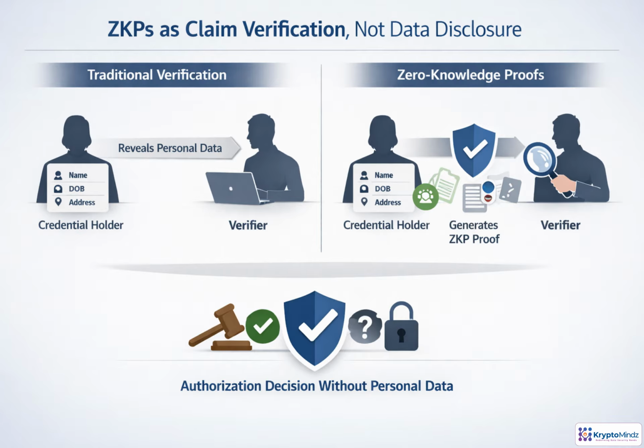This creates an important privacy shift. The verifier no longer needs to collect the underlying attributes. Instead, the wallet uses those attributes internally to prove a specific claim, such as over 18 or resident of this region. The verifier checks the proof, makes the decision, and never learns the hidden values.